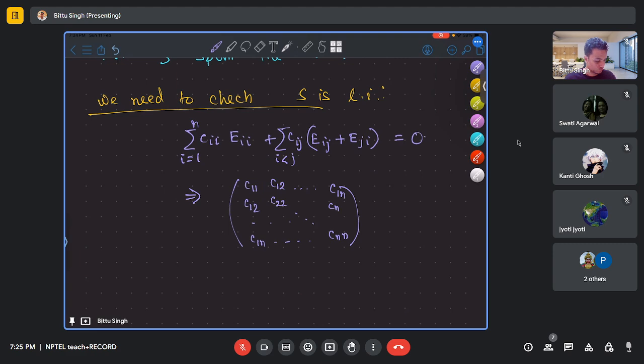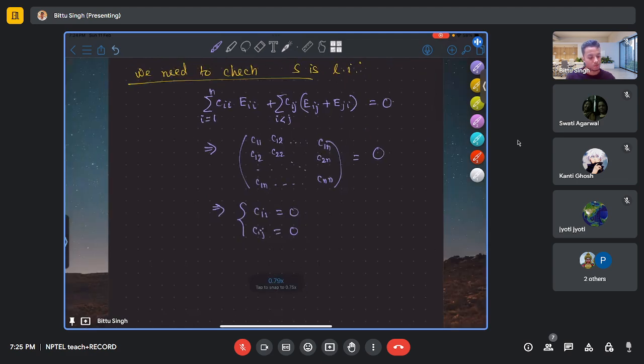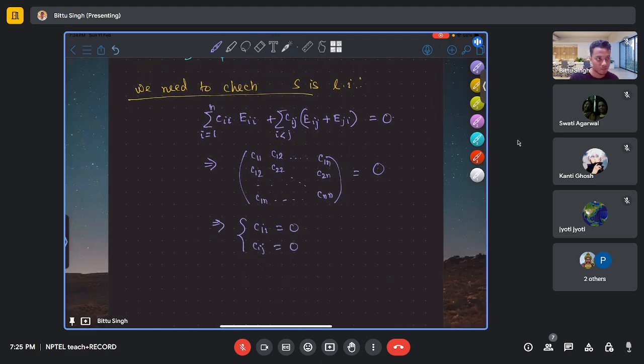This is 0. And this is 0, which means everything is 0. Every Cii equals 0 and every Cij equals 0. Now you can conclude that S is also linearly independent.